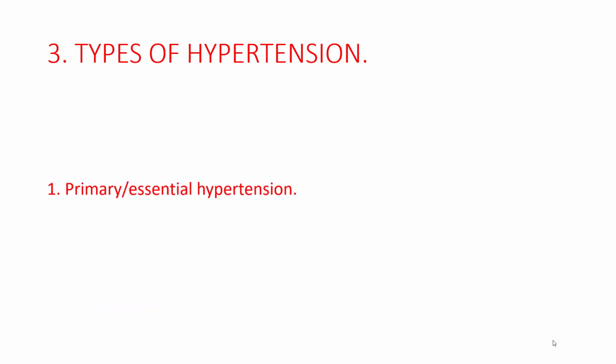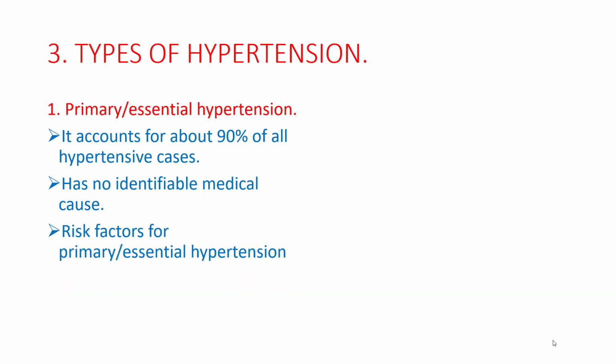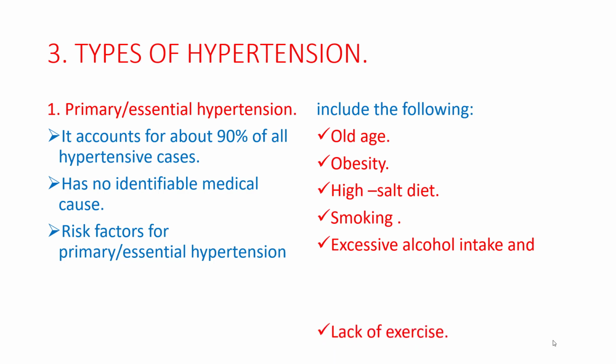So let's start with the primary or essential hypertension, which accounts for about 90% of all hypertensive cases. And primary or essential hypertension has no identifiable medical cause. But we have risk factors which are associated with primary or essential hypertension, which includes old age, obesity, high salt diet, smoking, excessive alcohol intake, and lack of exercise.